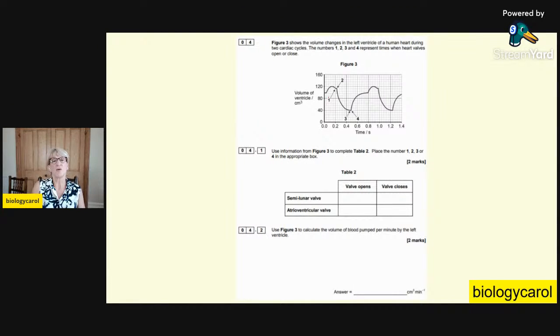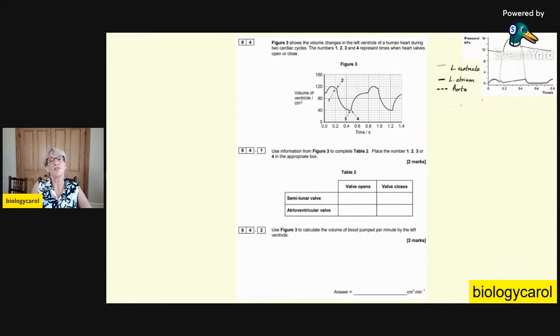So I looked at this graph and I went, okay, this is the ventricle filling up because the volume is increasing. The ventricles are filling. Here, the ventricles are decreasing in their volume really quite markedly. This is when the ventricles are contracting, with the blood exiting the heart through the arteries. And this is obviously specifically referring to the left ventricle and therefore the blood exiting through the aorta.